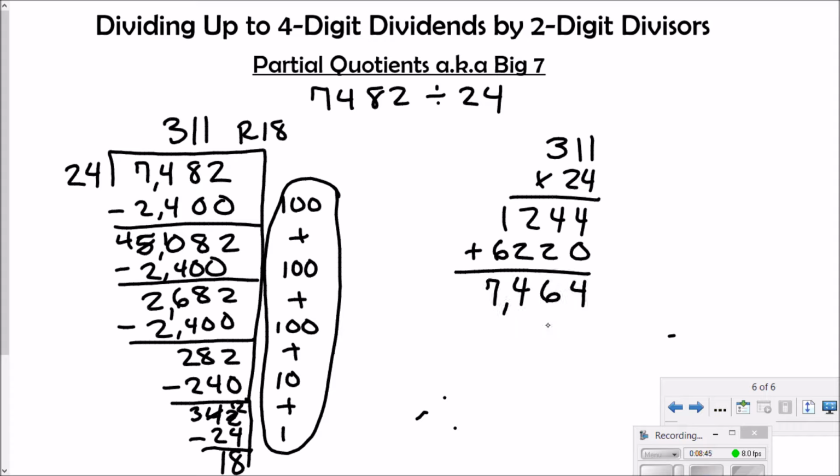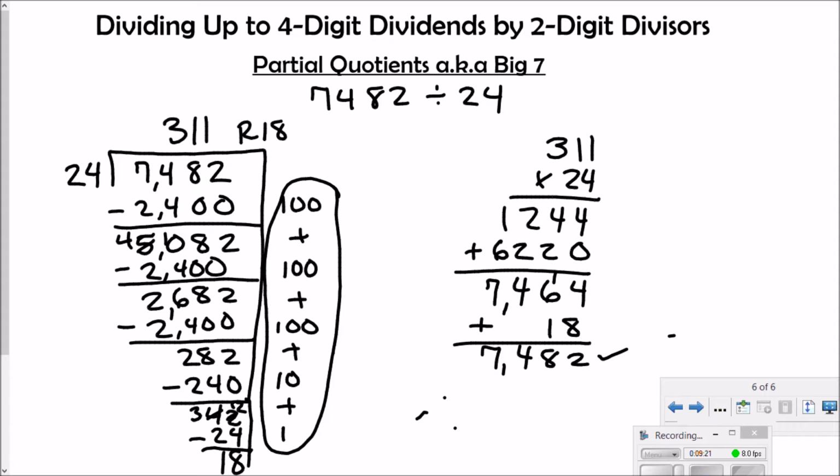So 7,464. Don't forget about the remainder. Add it. So 4 plus 8 is 12, carry 1. I'm sorry, 1 plus 6 is 7, plus 1 is 8, 4, 7. So 7,482. So our quotient times our divisor plus the remainder is 7,482, which matches our dividend in the original problem. So those are just 2 examples, one using the standard algorithm, the other using partial quotients.